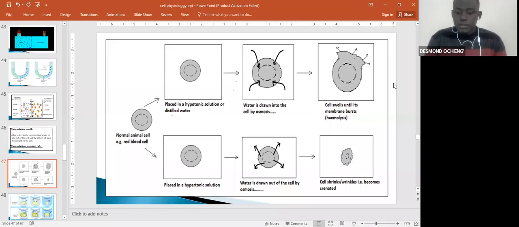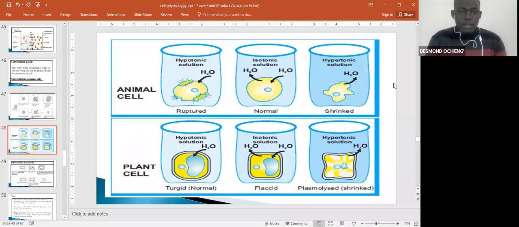But maybe another diagram that is shown here, as you can see, is an animal cell. The animal cell, when placed in a hypotonic solution, will burst, it will rupture. In an isotonic solution, nothing happens. It is just normal. And then when placed in a hypertonic solution, it shrinks. So this is what happens.